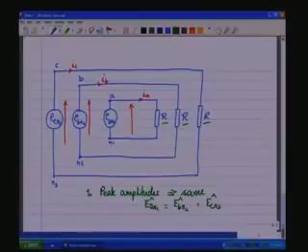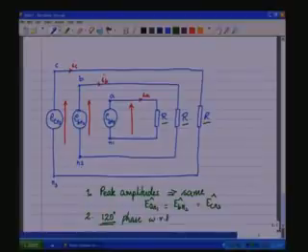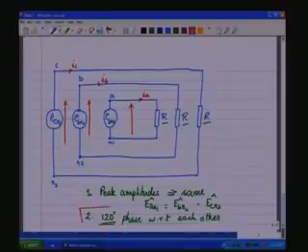Now, we apply the second constraint. Each of the sources has a phase shift of 120 degrees with respect to each other. Each of these sinusoidal sources has a phase shift of 120 degrees with respect to the others. That is the second and the most important constraint that we are going to apply.